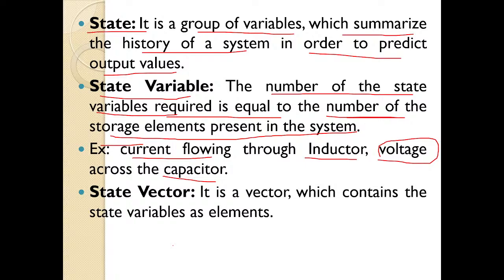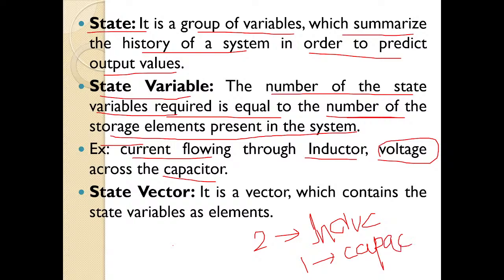Suppose there are two inductors and one capacitor in the given circuit. Because of these two inductors, current will flow, so two state variables because of the two inductors, and one capacitor is there, so voltage across the capacitor will be there. So a total of three state variables will be there.